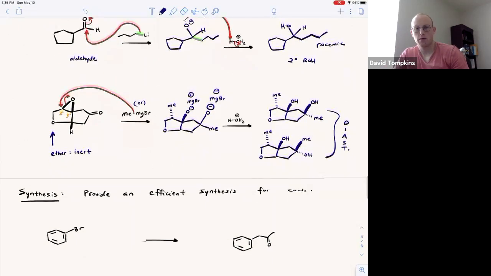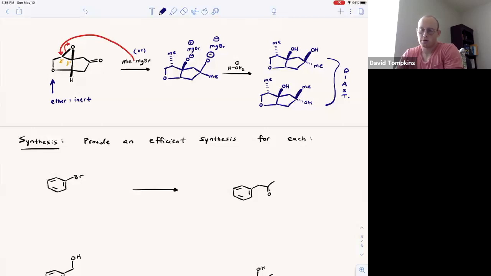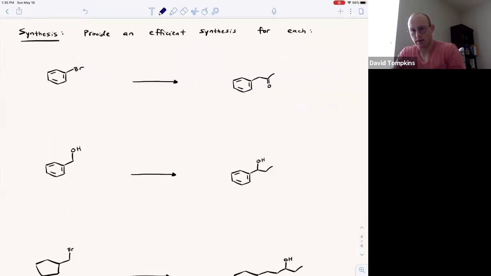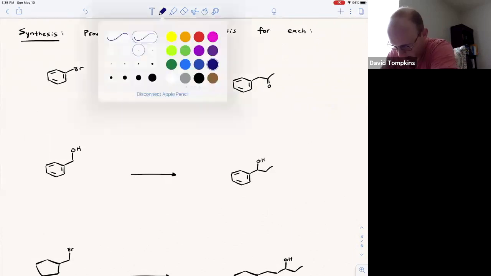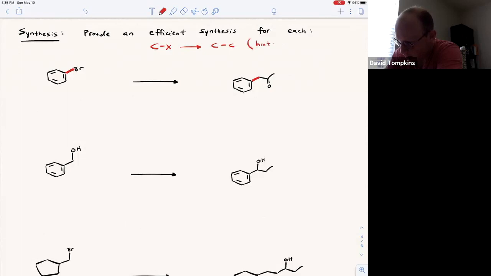Okay, so what I want to do now is go through some examples of how we use these organometallics along with the appropriate electrophile in synthesis. And a very solid hint that you need to make an organometallic and then use it to make a carbon-carbon bond is when you see that a carbon-halogen bond, like this carbon-bromine bond, has been transformed into a carbon-carbon bond. So C-X, where X is a halogen, going to C-C is a hint of an organometallic.